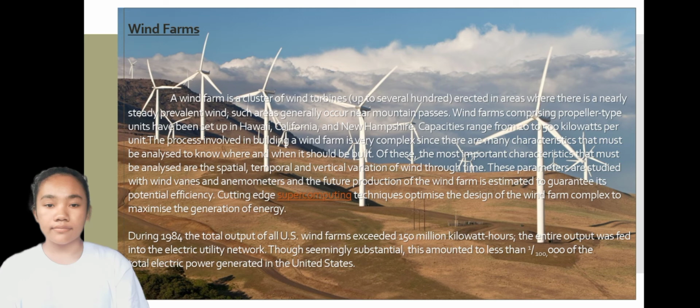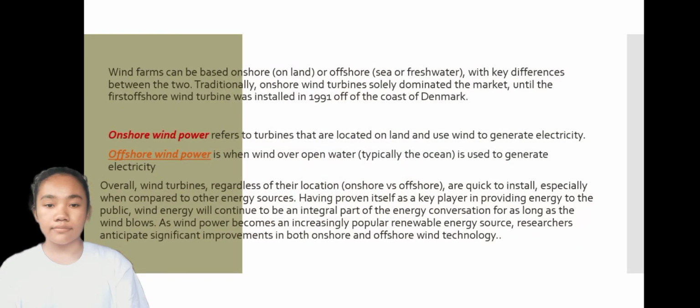There is no official number requirement for an installation to be considered a wind farm, so it could include a few or more than hundreds of wind turbines working in the same area, whether on land or offshore. A wind farm can be based onshore, on land, or offshore, on sea or freshwater, with key differences between the two. Traditionally, onshore wind turbines solely dominated the market until the first offshore wind turbine was installed in 1991 off the coast of Denmark, which has since installed more than 1,200 offshore wind turbines.